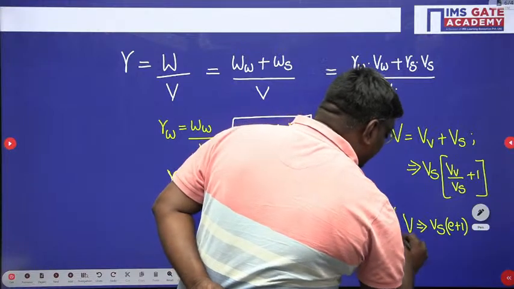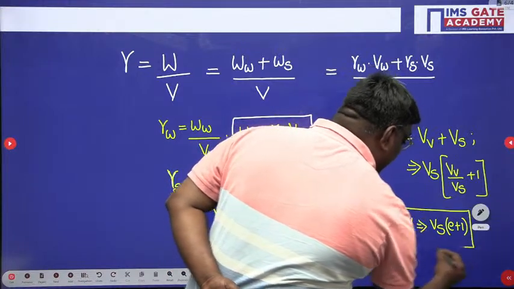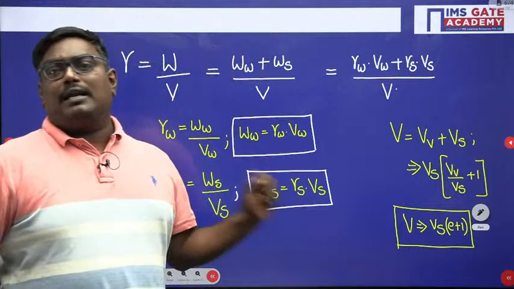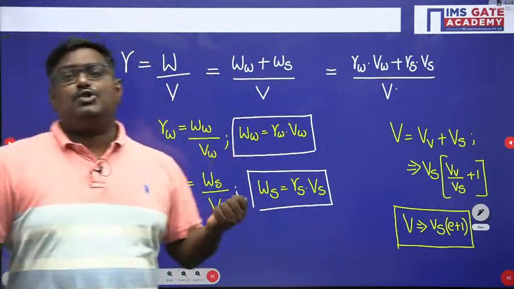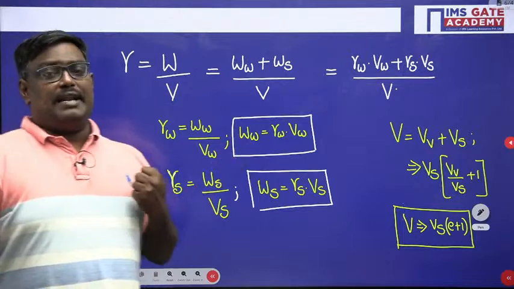Total volume can be written as what? Vs into e plus 1. I hope you are clear. Agree? Any doubts in this, students? If you have any doubts, please let me know.